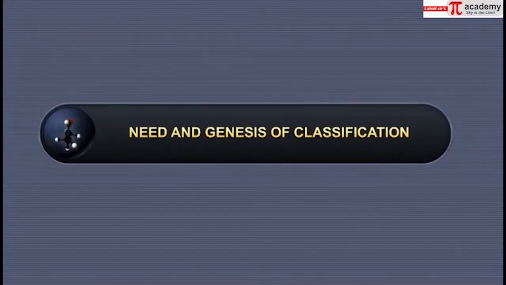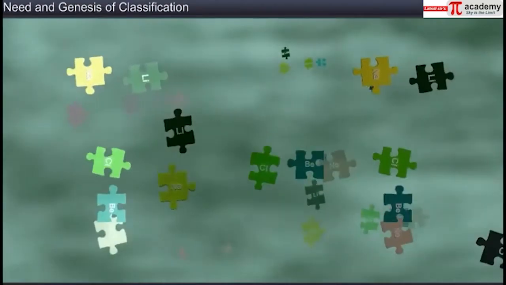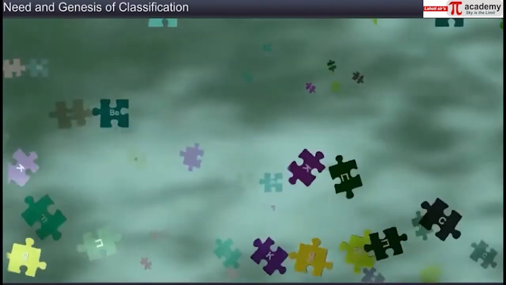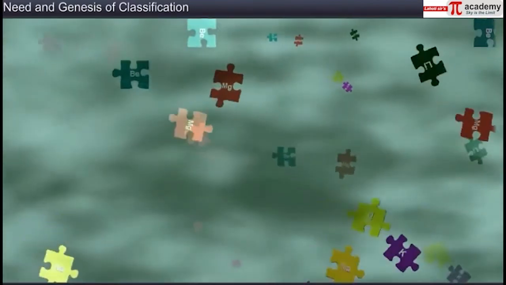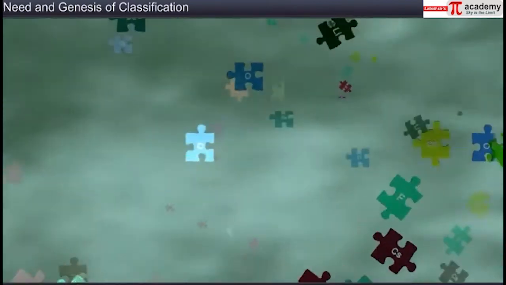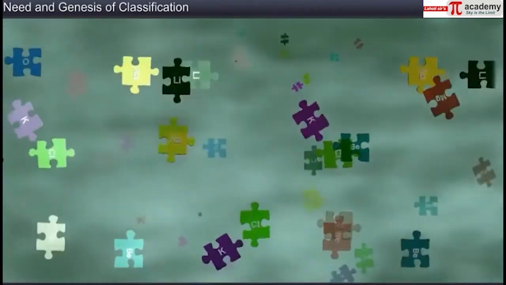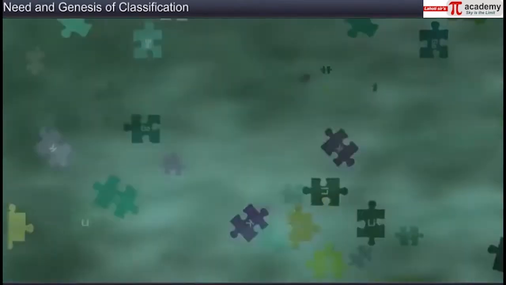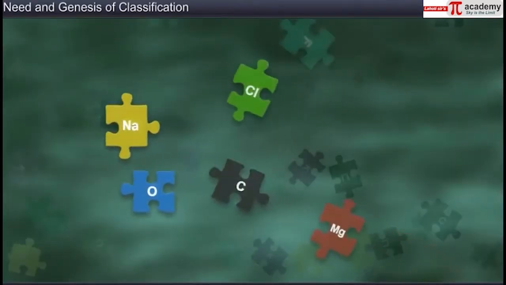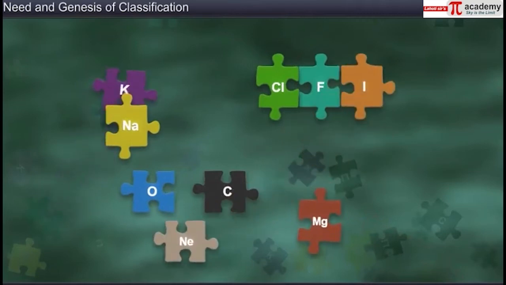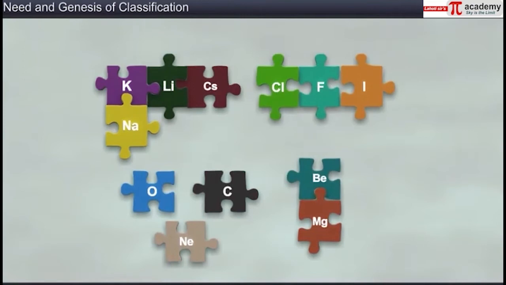In this module, you will learn about the concept of grouping elements. Over the years, the number of known elements has gone up from 37 to 118, making it difficult to study them and their innumerable compounds individually. Hence, scientists started organizing them in a systematic way, such that those with similar properties were placed together and those with dissimilar properties were kept separate.